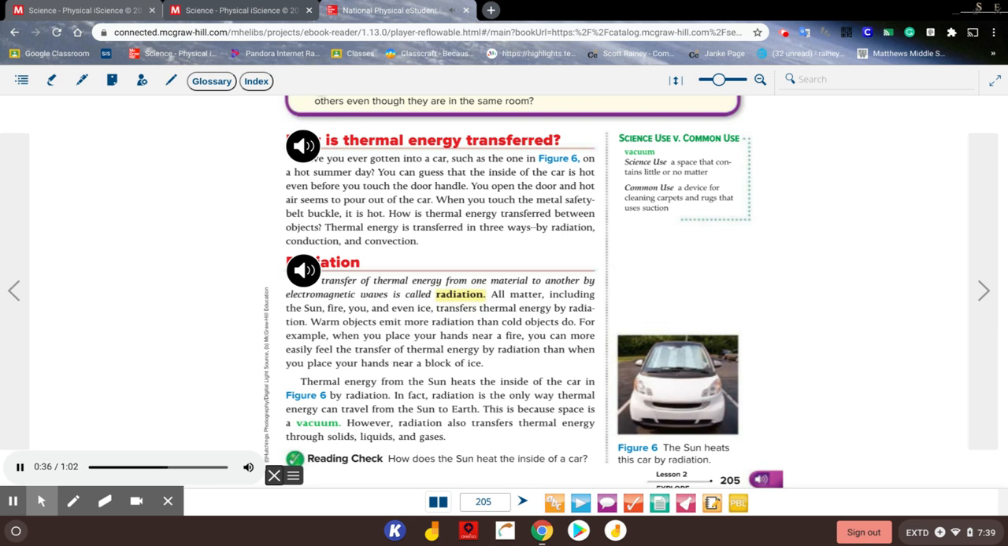Thermal energy from the sun heats the inside of the car in Figure 6 by radiation. In fact, radiation is the only way thermal energy can travel from the sun to Earth. This is because space is a vacuum. However, radiation also transfers thermal energy through solids, liquids, and gases. Reading check. How does the sun heat the inside of a car?